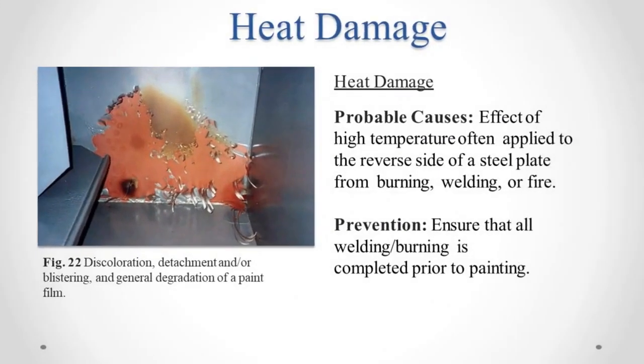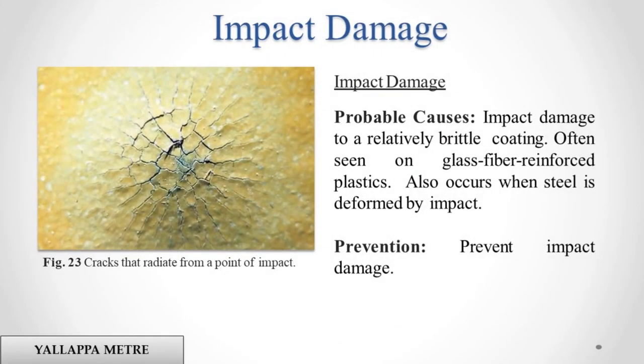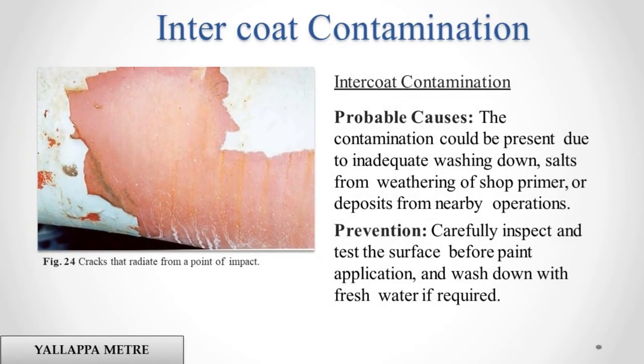Heat damage. Probable causes. Effect of high temperature often applied to the reverse side of a steel plate from burning, welding, or fire. Prevention. Ensure that all welding/burning is completed prior to painting. Impact damage. Probable causes. Impact damage to a relatively brittle coating. Often seen on glass fiber reinforced plastics. Also occurs when steel is deformed by impact. Prevention. Prevent impact damage.